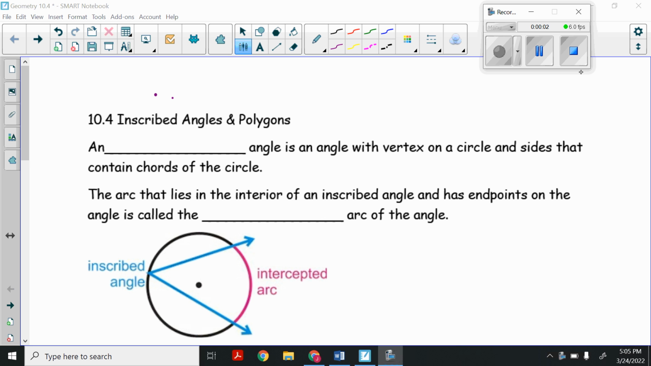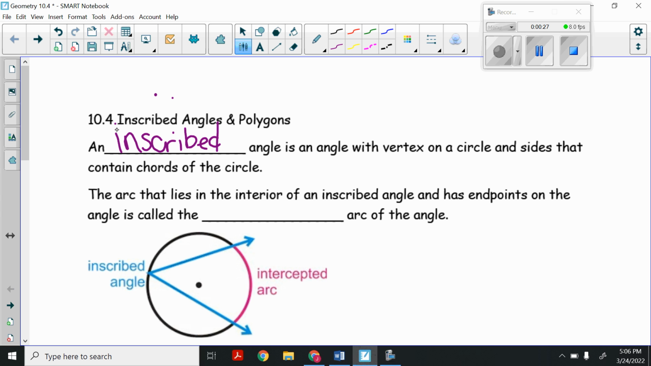All right, today in geometry, we are looking at section 10.4, inscribed angles and polygons. We're going to get some vocabulary out of the way first. So first, we need to talk about what an inscribed angle is. An inscribed angle is an angle with a vertex on a circle and sides that contain chords of the circle.